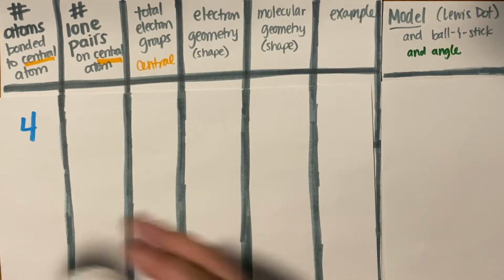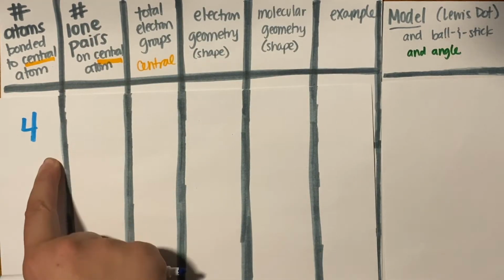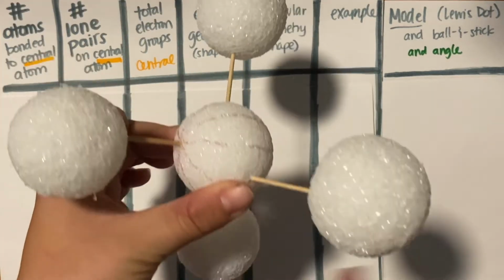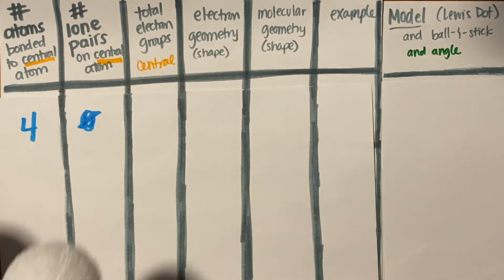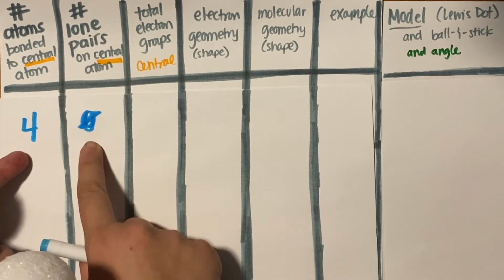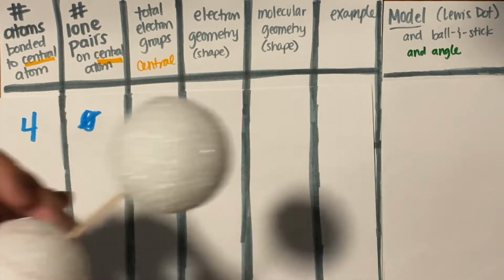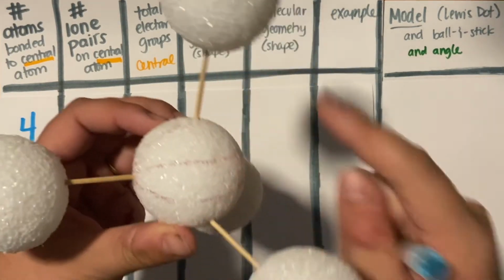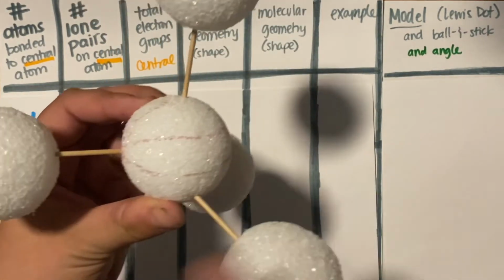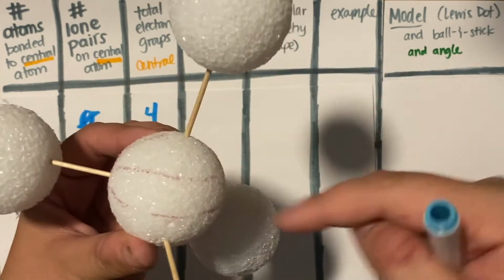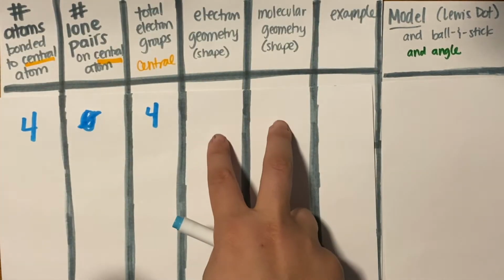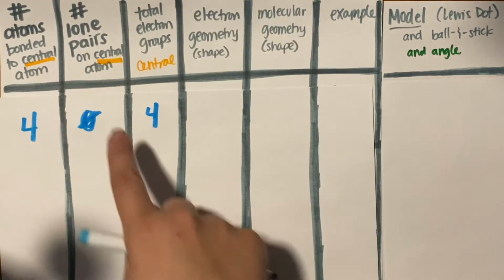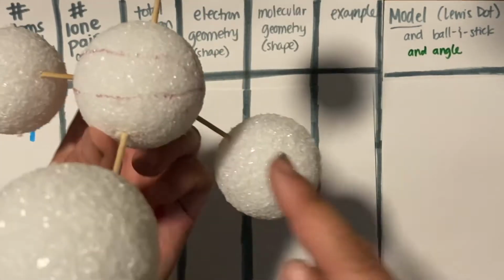And let's fill out our table, okay? So if I have 4 atoms bonded to my central atom, right? 1, 2, 3, 4. No lone pairs yet, okay? Total electron groups, 4 plus 0 is 4, okay? Or you could just look, right? 1, 2, 3, 4 electron groups coming off of your central atom, right? Now my electron geometry and my molecular geometry are gonna be the same again, because no lone pairs yet. Okay, and I have 4 different directions, okay?